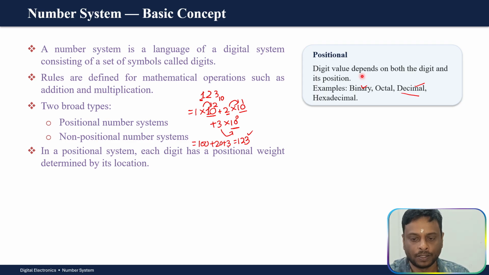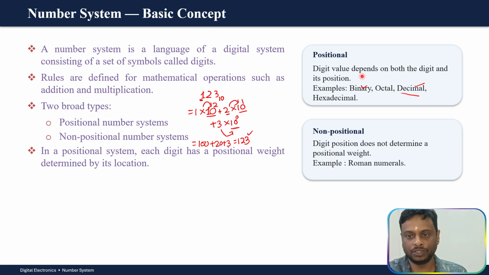Next is the non-positional number system. Non-positional means the digit position does not determine a positional weight. So there is no weight assigned to each position of the digits. Roman numerals are an example of a non-positional number system.